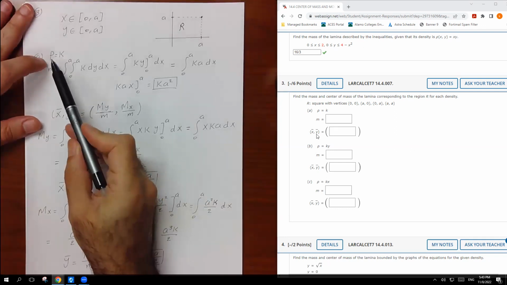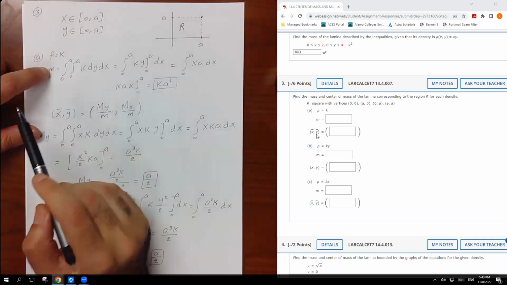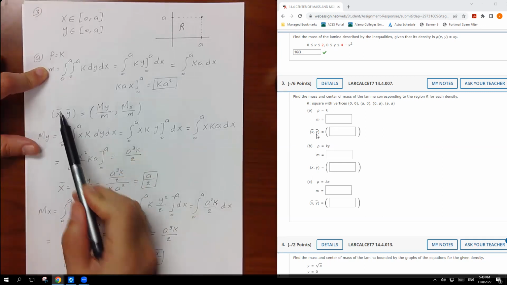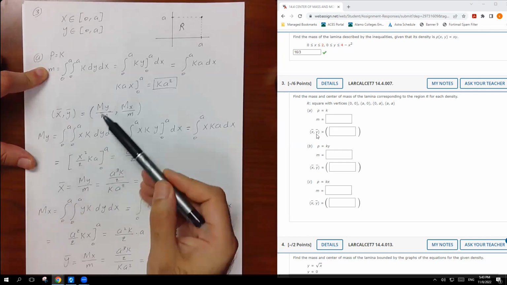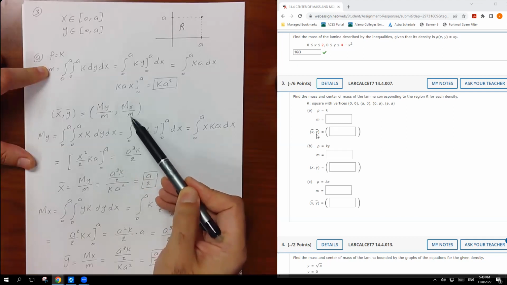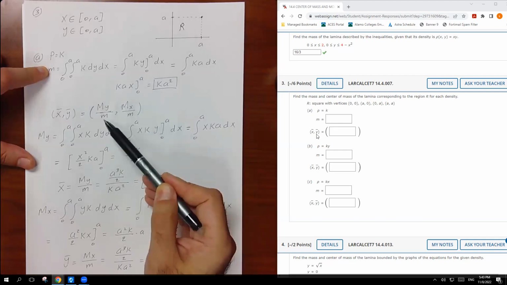So the density is rho equal k. The first thing we need to find is x-bar and y-bar, which are M_y divided by M and M_x divided by M. This is the y-bar. So first, I'm going to find the M.